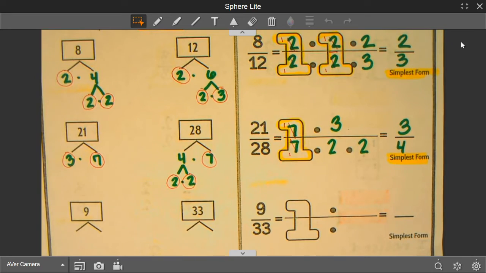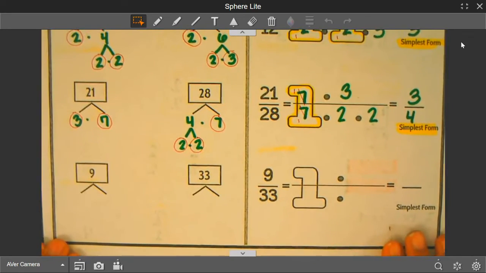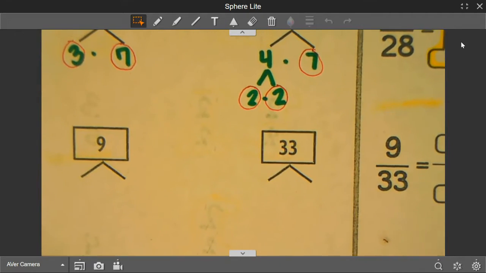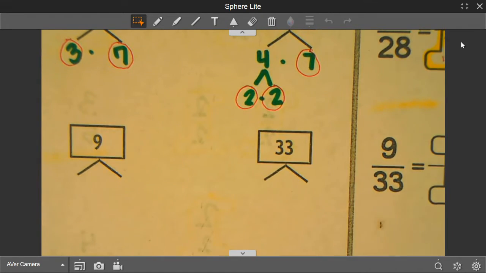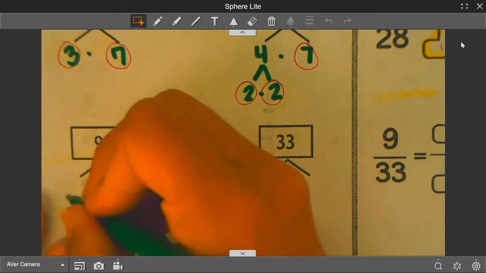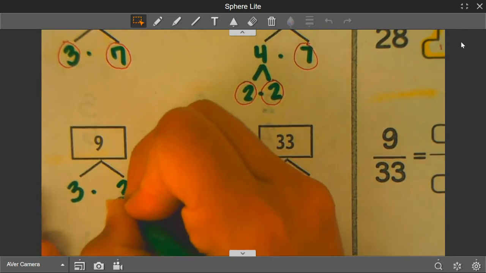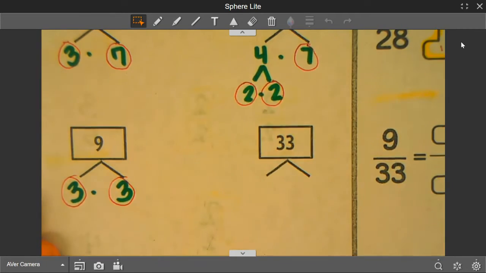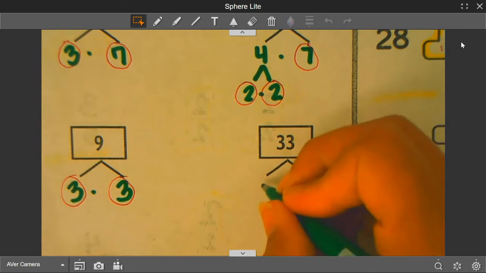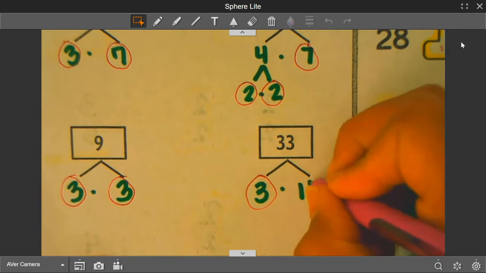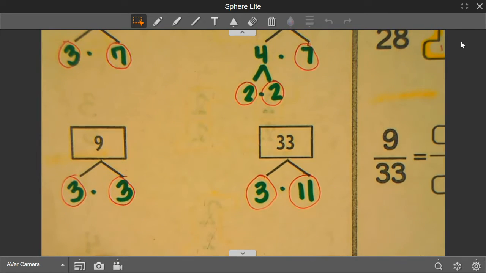Okay. We are down to our last one. 9 and 33. All right, so 9. Very good. 3 times 3. Those are both prime, so we are done with our 9. 33. 3 times 11. Those are also both prime, so we are done there.